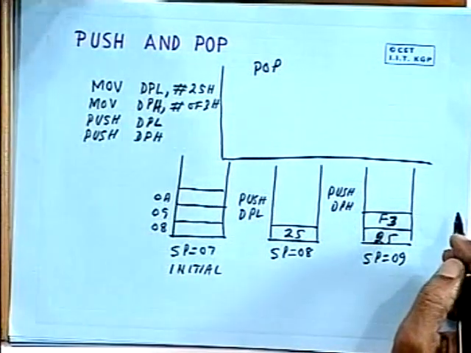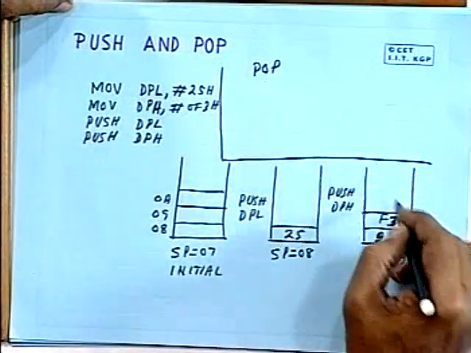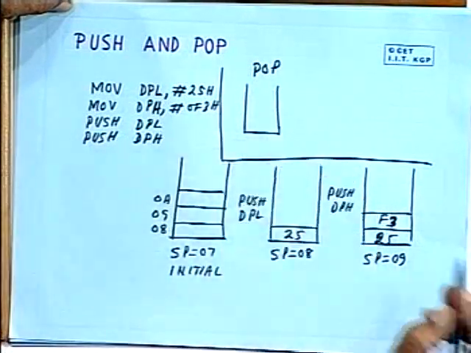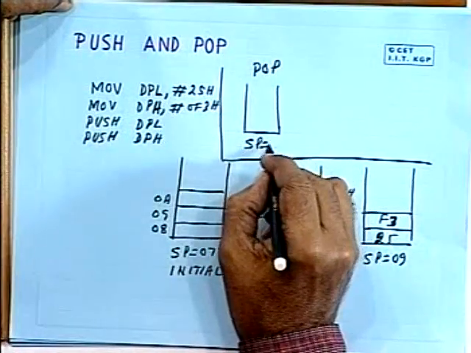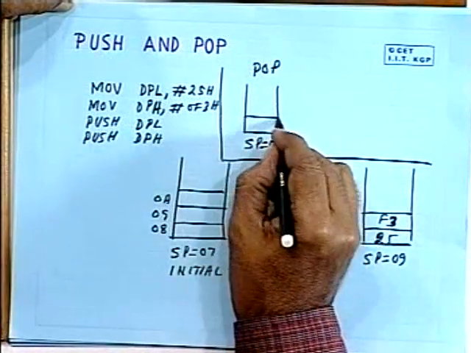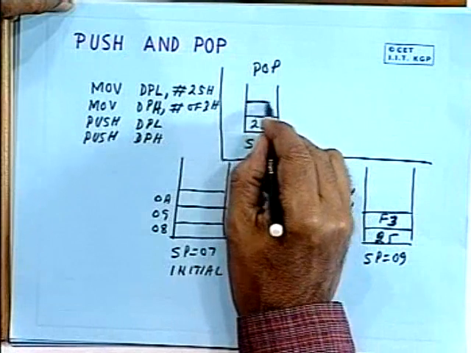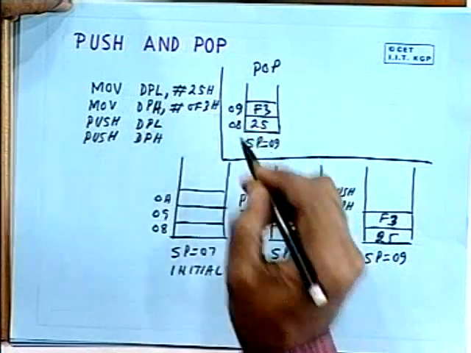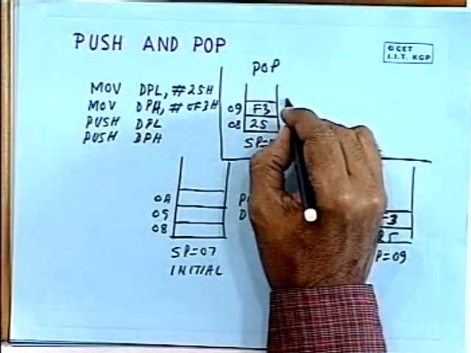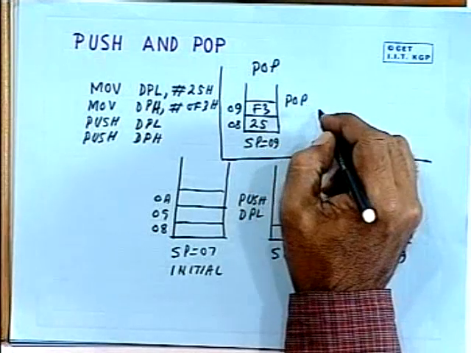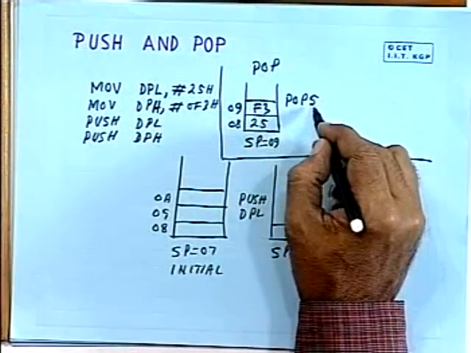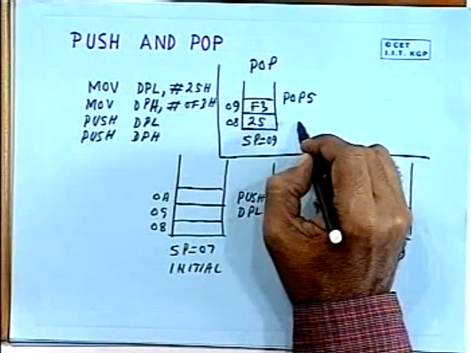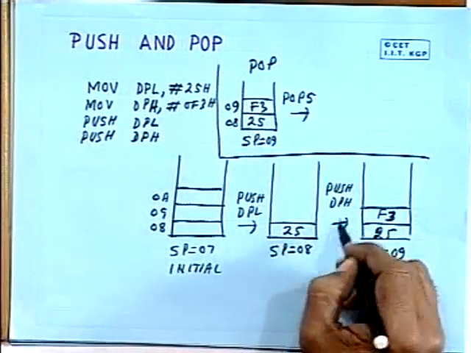Suppose you execute... whenever this is the situation, the initial condition is this. Let's assume the stack pointer has the value 09, and you have 2 bytes of data, 25 and F3, stored in memory locations 08 and 09. Now suppose you perform POP 5. The 5 refers to register 5. As you execute this, what will happen?